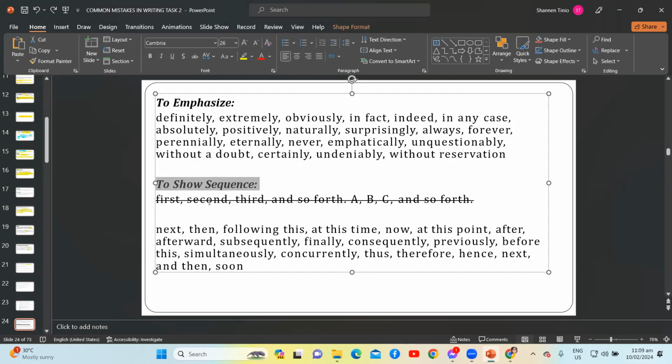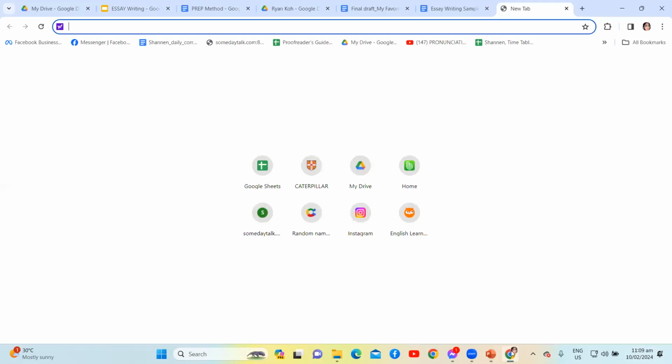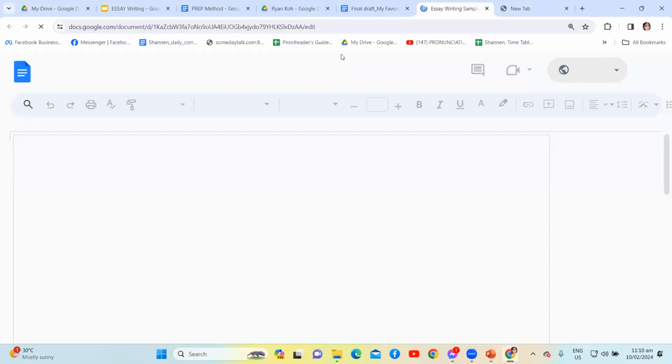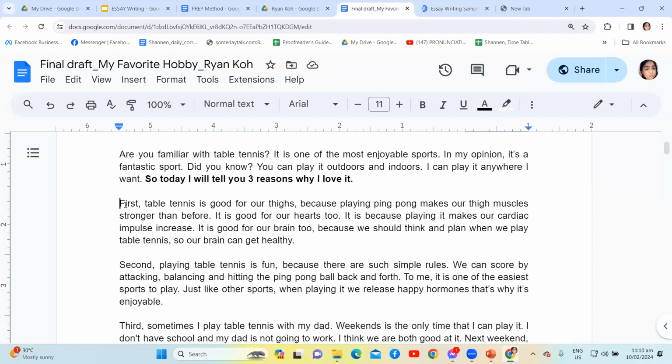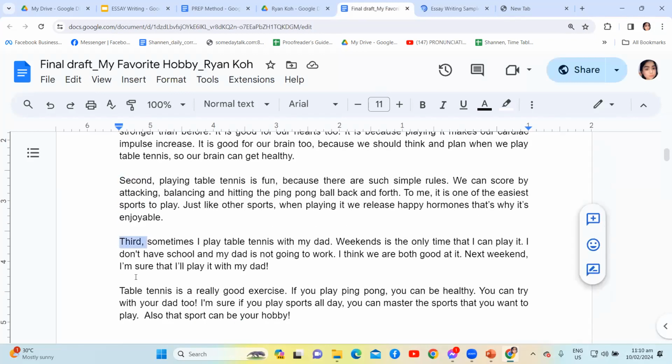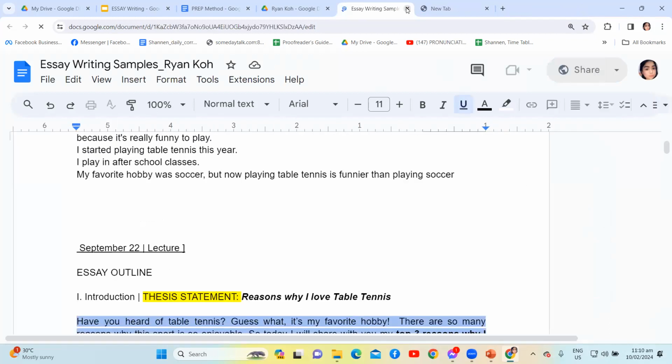Okay. And then, to emphasize, to show sequence. Ayan, yung mga transition words. Kagaya nung ginamit ng student ko kanina sa kanyang essay. So, una, sabi niya na ginamitan niya ng transition words such as first, second, third. Okay?